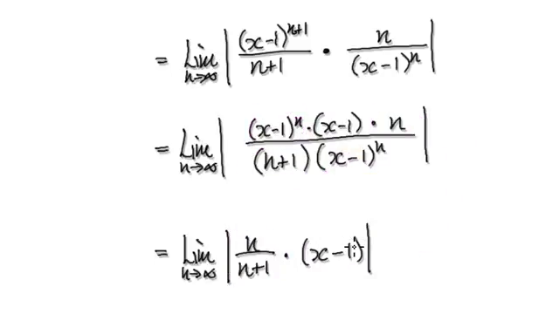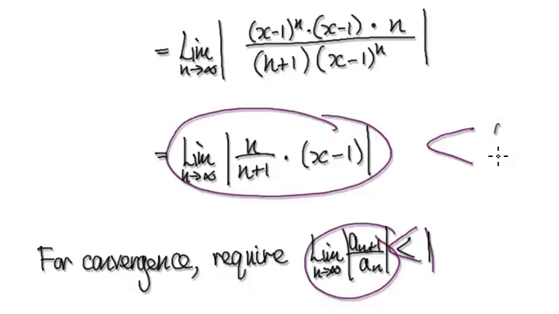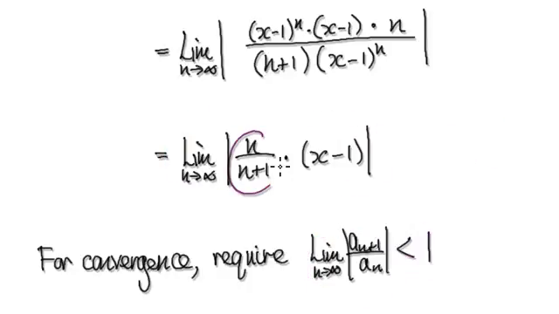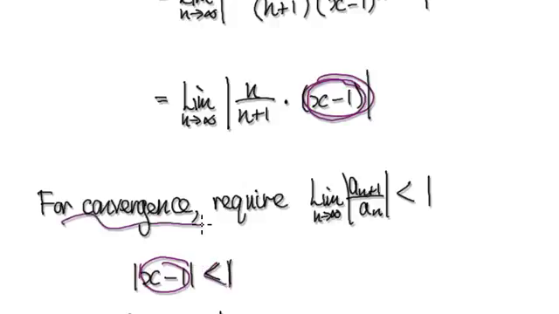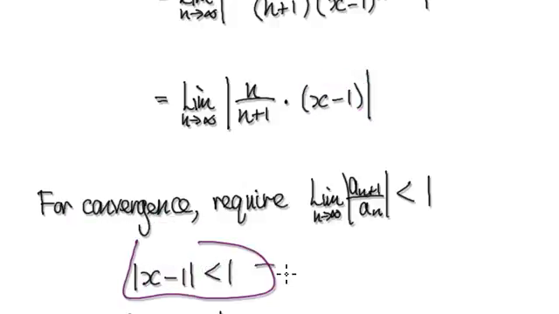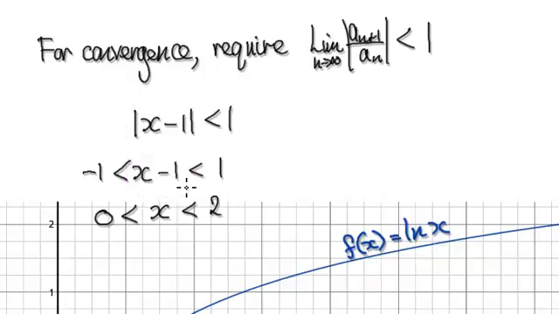So remember, for convergence, we require this thing here to be less than 1. As n tends to infinity, this thing here is going to head towards 1. So for convergence, we just require the absolute value of this to be less than 1. Now, once you're here, translate it to this, and then add 1 to everything. So that will then take you to here.